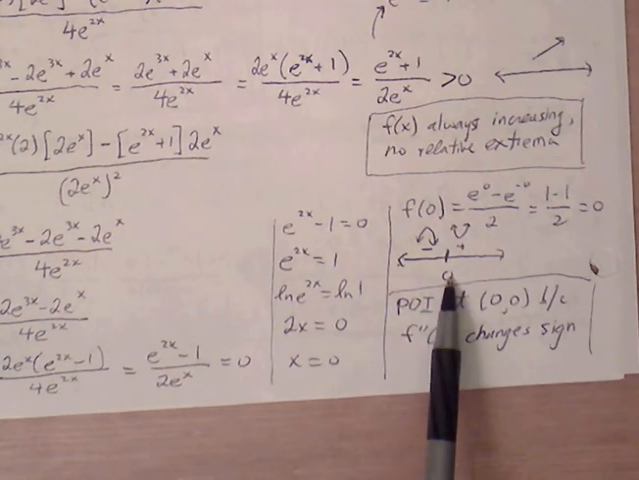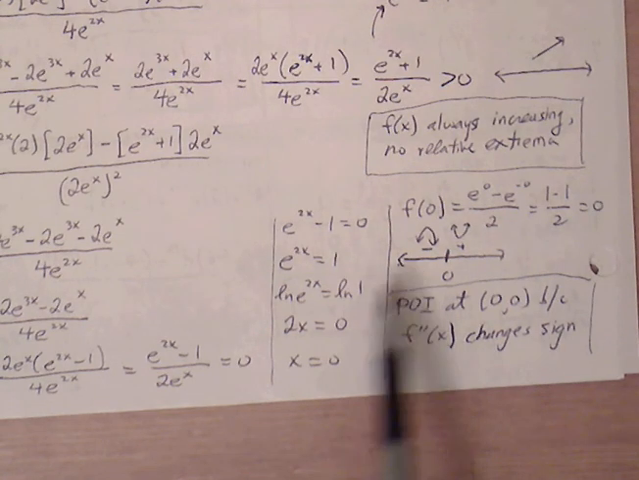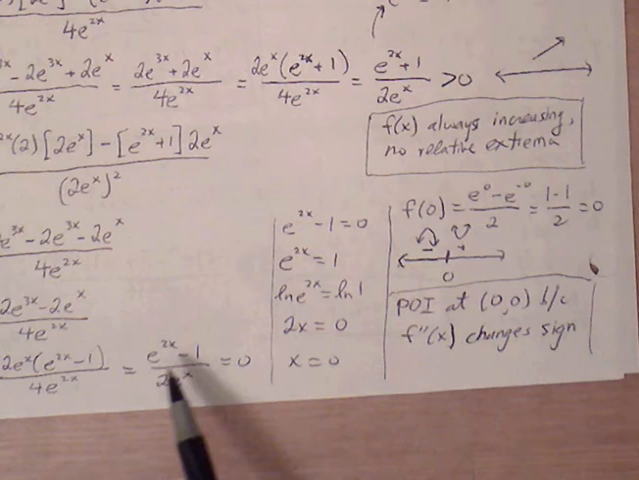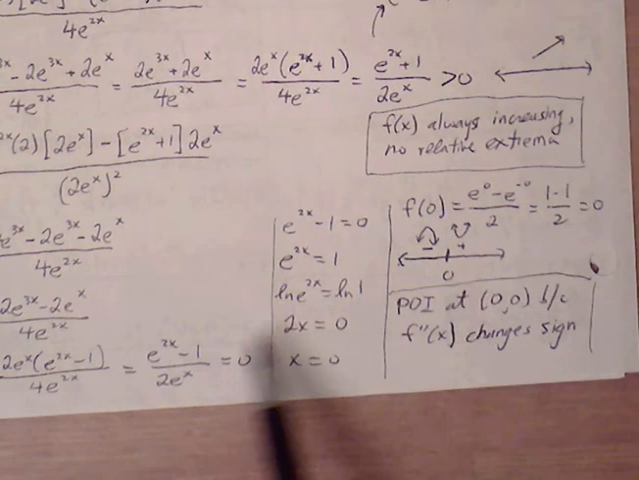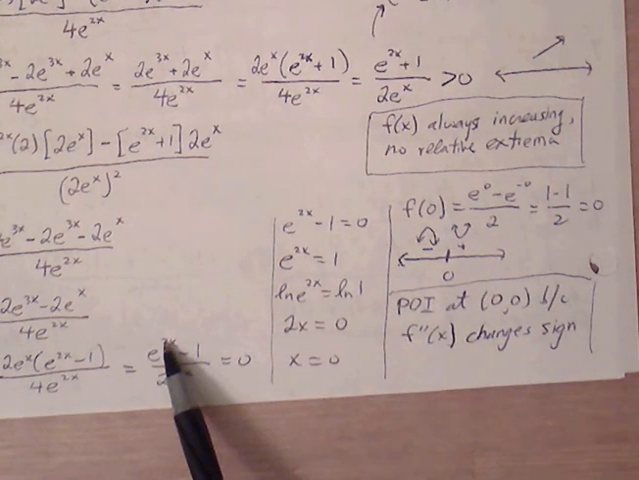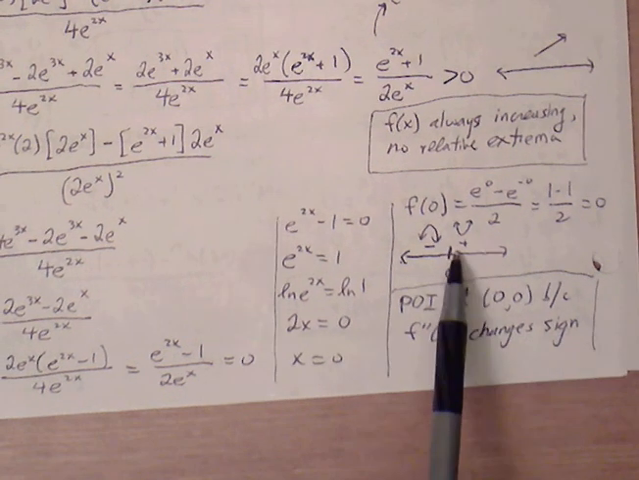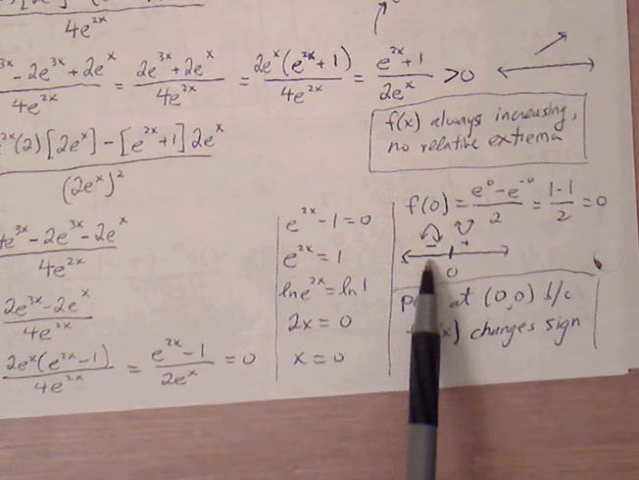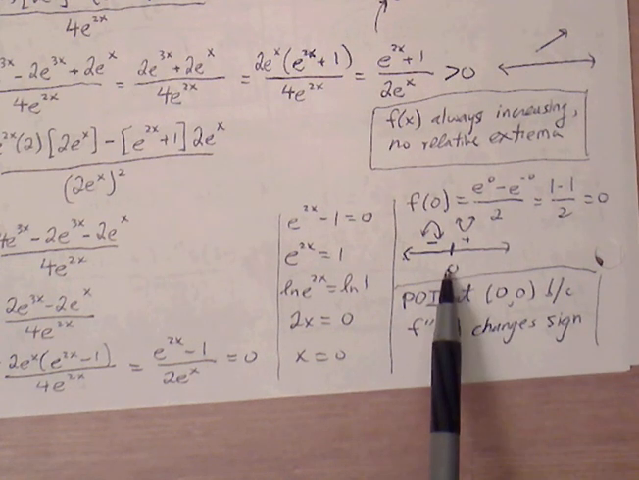Plot that on a sign line. We test a value to the left of 0, which is negative 1. Plug negative 1 into the second derivative, and we're going to get a negative over a positive, which is negative. If I plug in a positive 1, e to the 2 is larger than 1, so that's positive over positive, so a positive value. There's a change in sign, so we know concave down followed by concave up. We know a point of inflection will occur at 0.